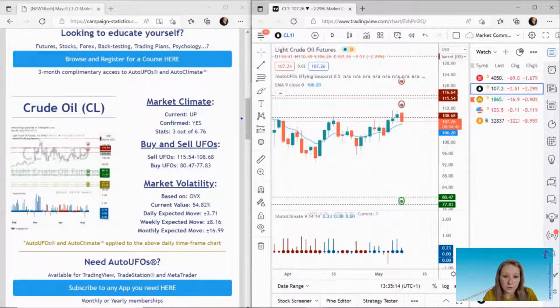Coming back to crude oil, we have a thick blue dot. That's probability there to the upside. Now, we do have conflicting information right now. So we have a thick blue dot, buyers pushing up, probability up. However, we have sellers right here between 115.54 to 108.68, and they are currently working. Price came in and they were pushed down, price came in, pushed down, price came in, pushed down. They are currently working to push price down. So we have buyers pushing up and sellers pushing down at basically the same place.